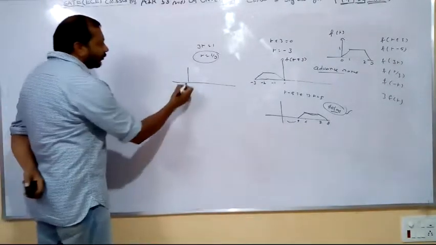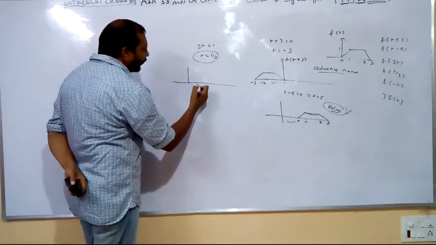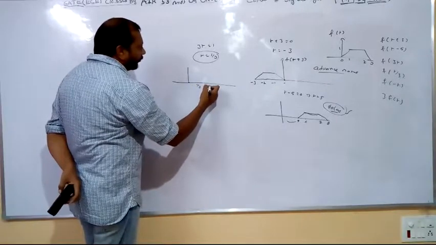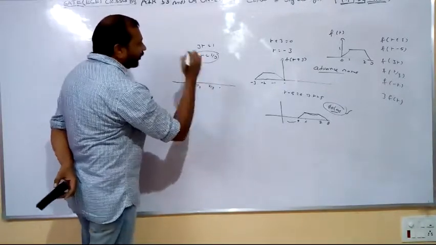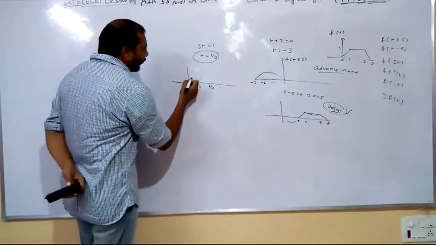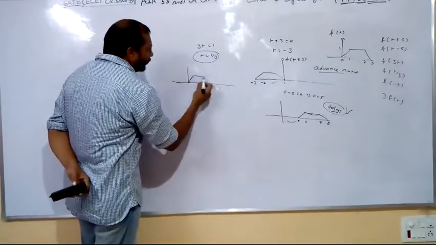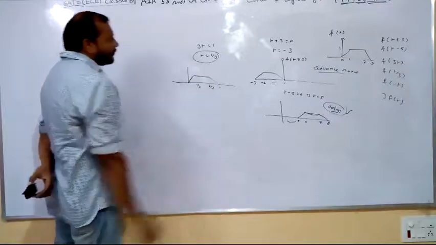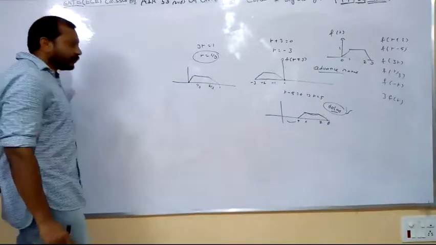1 by 3 into 0 is equal to 0. 1 into 1 by 3 is equal to 1 by 3. 2 into 1 by 3 is equal to 2 by 3. And 3 into 1 by 3 is equal to 1. So from 0 to 1 by 3 the shape is like this, from 1 by 3 to 2 by 3 the shape is like this, and from 2 by 3 to 1 the shape is like this.